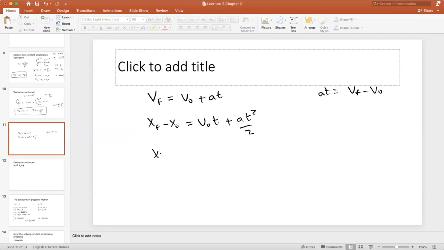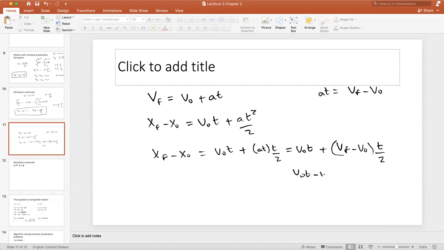And what we get is that x final minus x initial is equal to v naught t plus a t times t over 2, which is v naught t plus v final minus v initial times t over 2, okay? And you can see here that what these end up being is v naught t minus v naught t to the half plus v final t to the half.